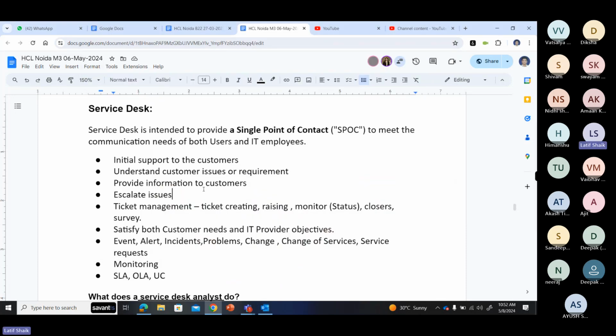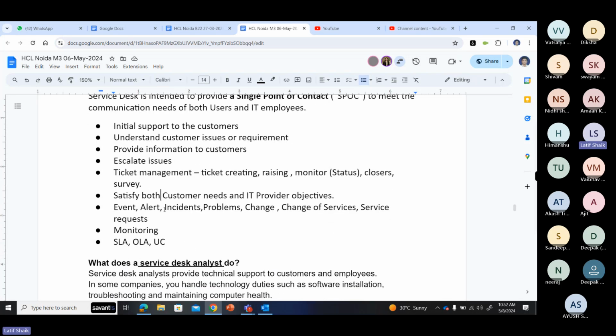Okay. And what will the service desk do? It understands customer issues or requirements, supports the customers, provides information to the customer, and escalates issues to other teams or a higher level. Okay. It satisfies both customer needs and IT service provider objectives.